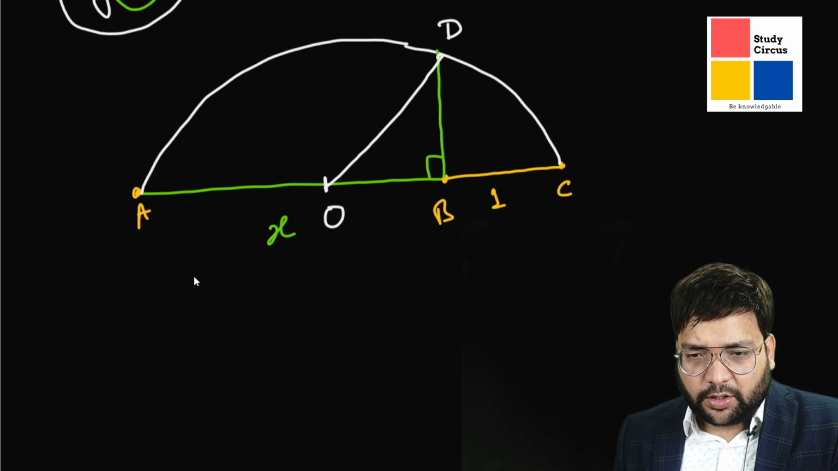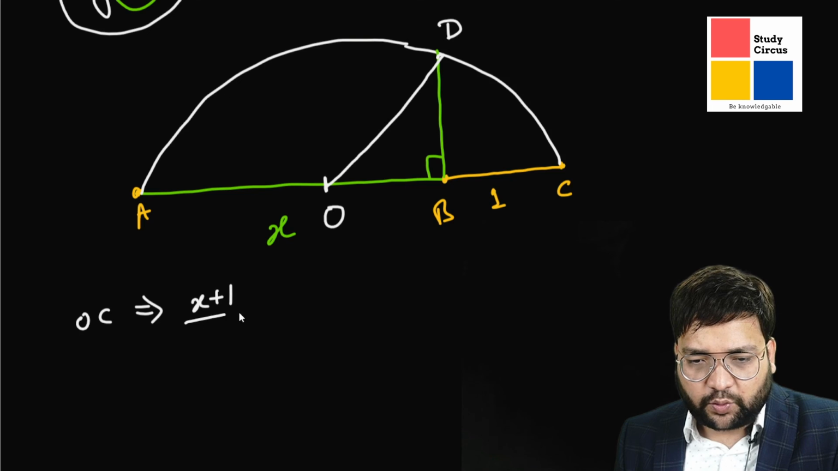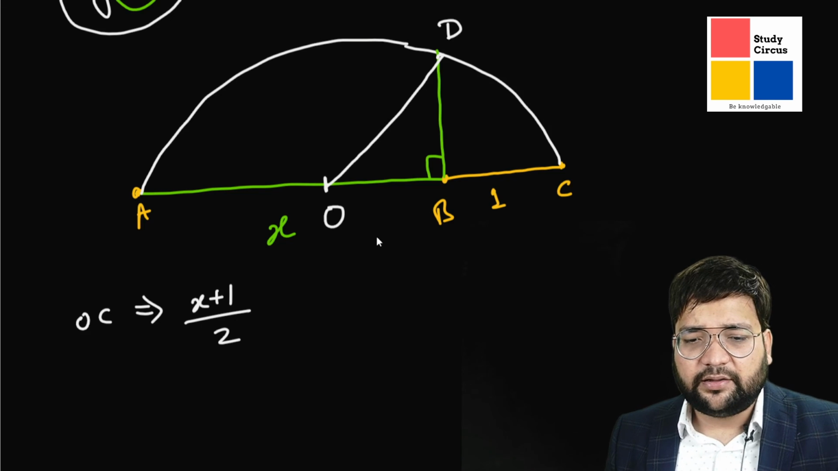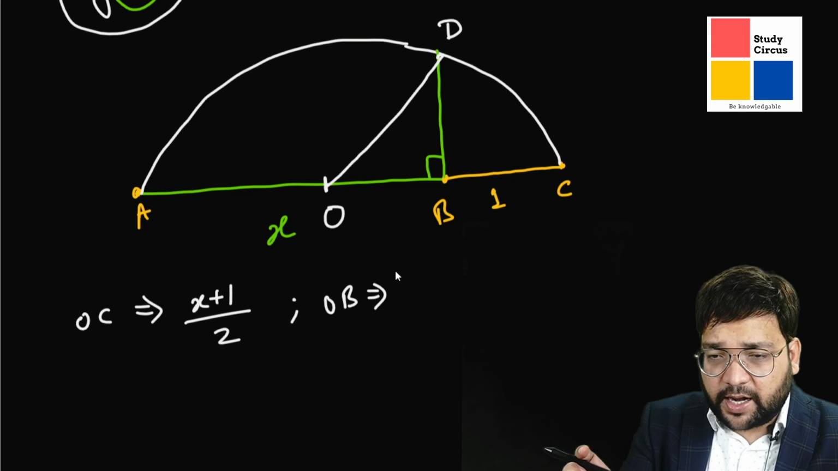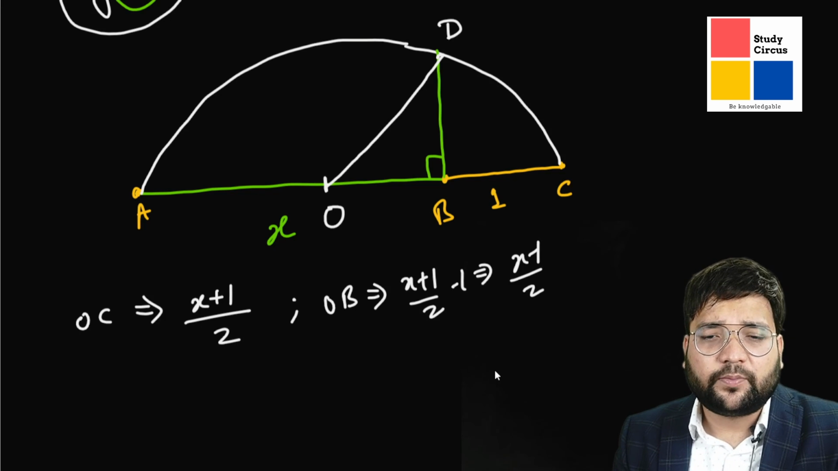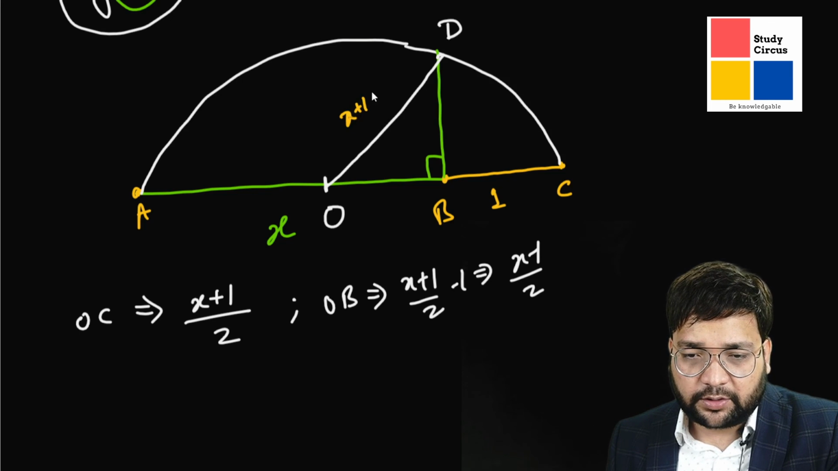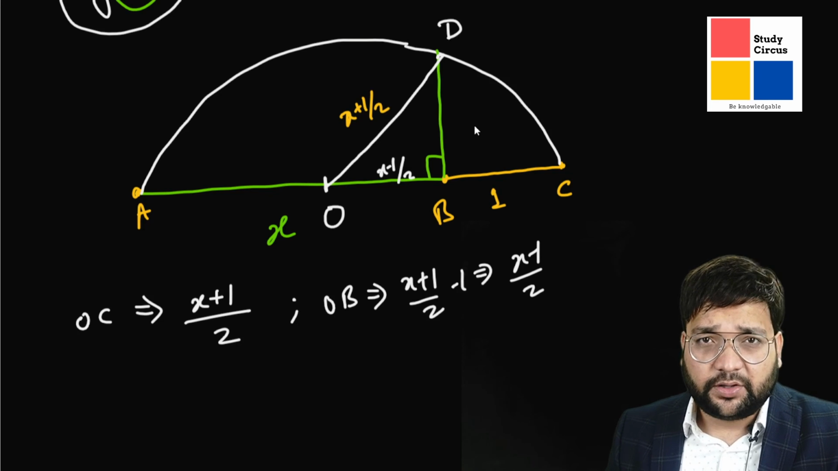AB is x. Okay, so what is the length of OC? OC, the radius of that circle, is going to be (x+1)/2. Correct? Fine. Half of the whole AC, that is the radius OC. Now what is the length of OB? OB is OC minus that 1, that is (x+1)/2 minus 1, that is (x-1)/2. So OB is (x-1)/2. OD is what? OD is the radius only, right? OD is the radius, (x+1)/2, and OB here is (x-1)/2. So can we use the Pythagoras theorem to find out BD from here? Yes.